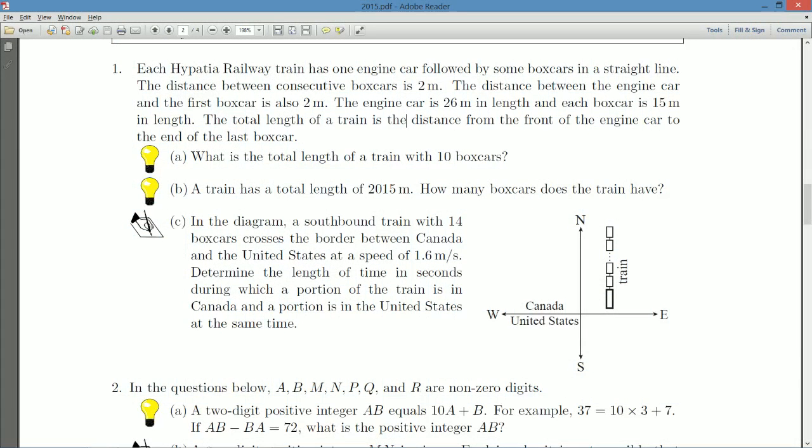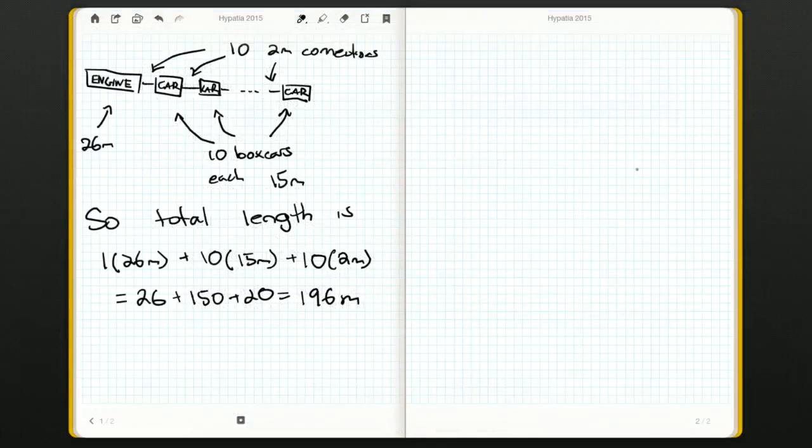Okay, B part. A train has total length of 2,015 meters. Well, that makes sense. We're doing the 2015 contest. Eventually, a 2015 would just have to show up on the contest at some point. How many boxcars does the train have? Okay, so now we're going backwards. In the last one, we knew we had 10 boxcars and we figured out the length. Now we're going to have to figure out the number of boxcars from the total length. So, put a little box around our final answer from the last time.